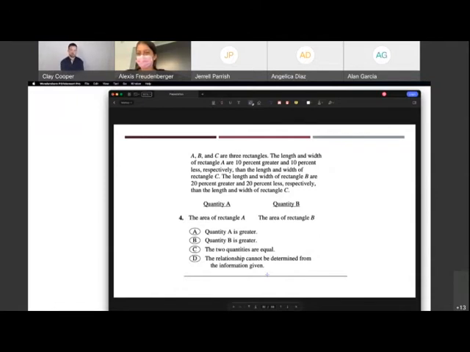The length and width of rectangle A are 10% greater and 10% less, respectively, than the length and width of rectangle C. The length and width of rectangle B are 20% greater and 20% less, respectively, than the length and width of rectangle C. So we need to determine whether the area of rectangle A or the area of rectangle B is greater. What is our feeling?